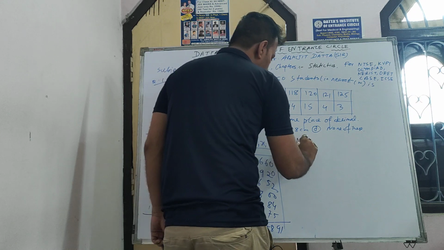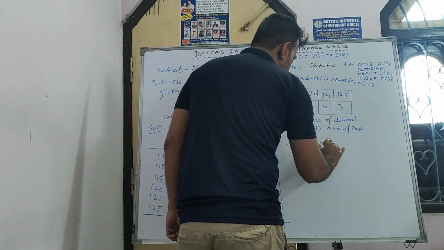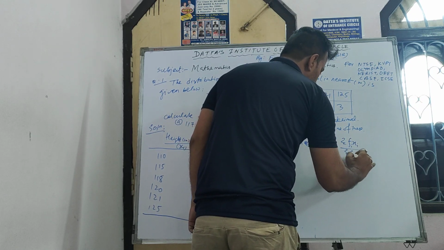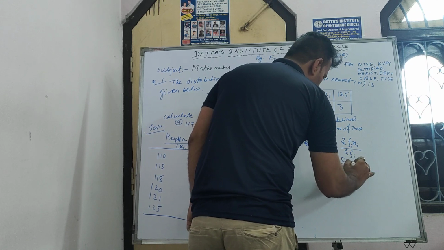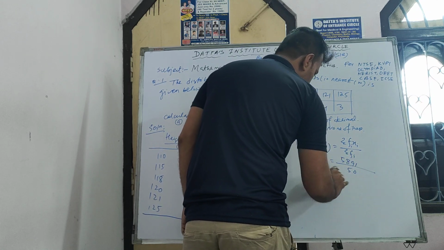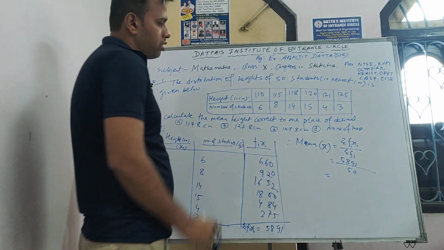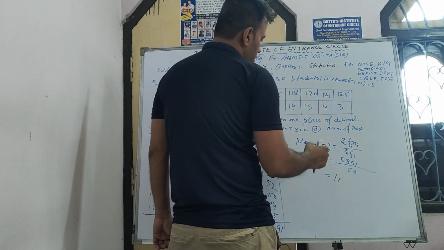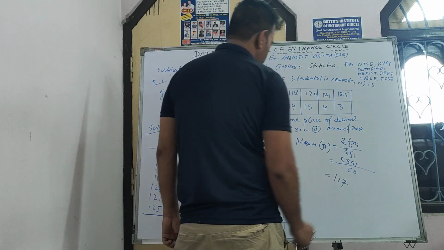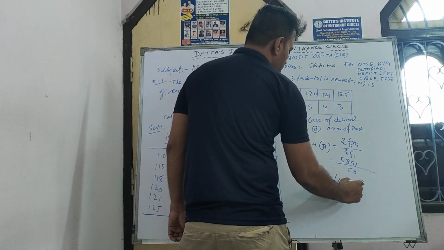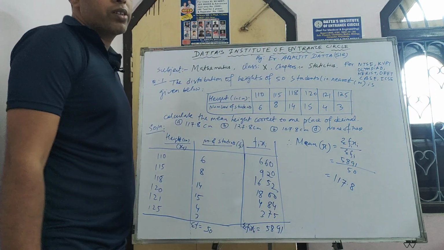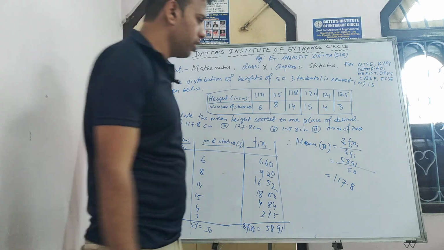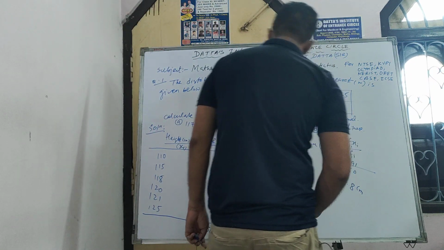Now mean x bar is equal to summation of fx by summation of fi. So 5891 divided by 50. If you divide this by this, it will come near about 117.8 centimeters. So which option is correct here?